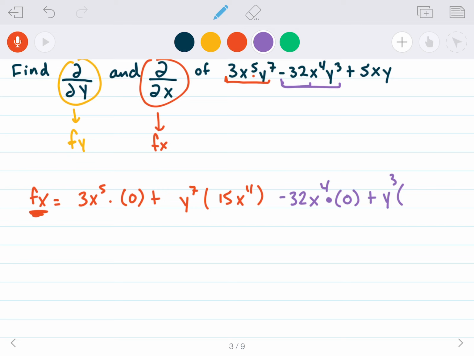Well, what's the derivative of negative 32x to the 4th? Well, let's see. 32 times 4, we get negative 128 x to the 3rd. Okay, so keep the first times the derivative of the second, plus keep the second times the derivative of the first. Okay, and finally we have this guy, all right?